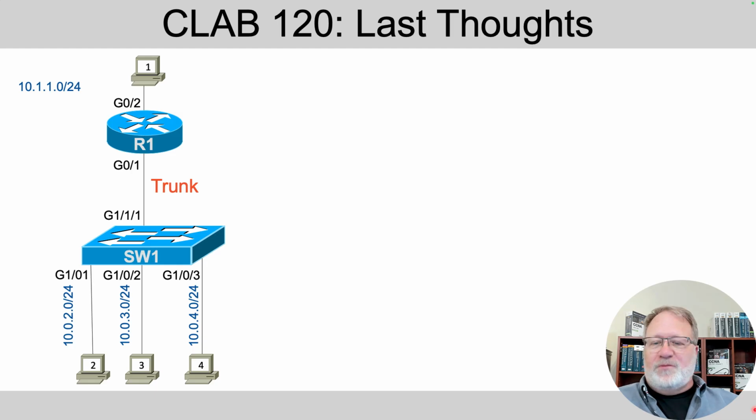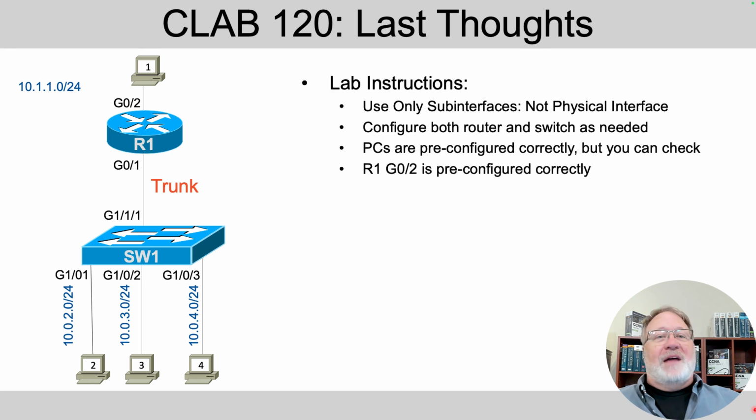A few final thoughts before I leave you to go and do the lab and implement the configuration you choose. The lab says only sub-interfaces, meaning don't configure things under the physical interface for the purposes of ROAS. It says configure both the router and switch as needed to make router on a stick work. It also tells us all the PCs are pre-configured, but you ought to check. Look at the config and make sure it matches up with your view of reality, especially on the IP parameters. And also router R1's top gigabit interface, gig 0/2 in this case, is pre-configured correctly. So this part of the network should work without you doing anything extra.